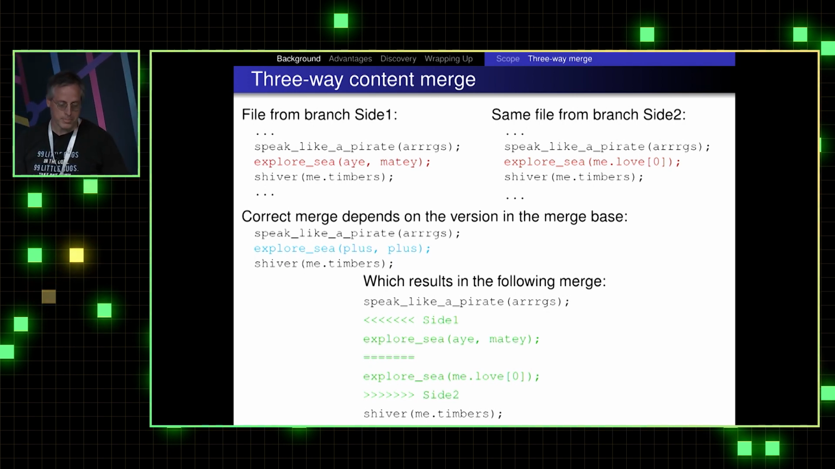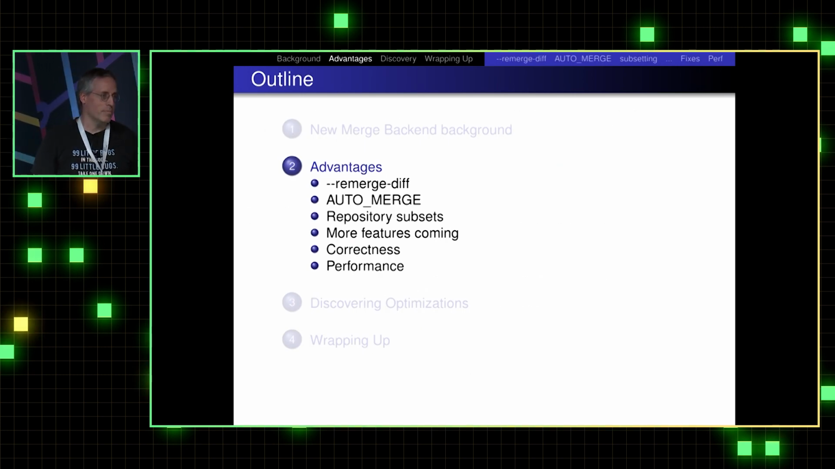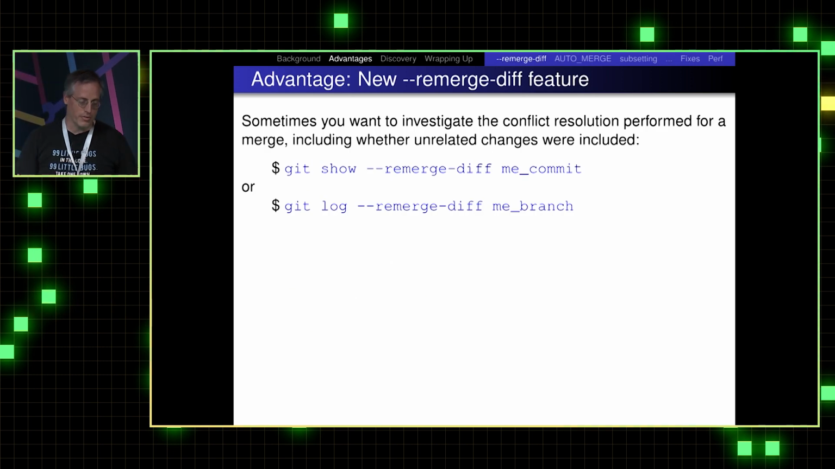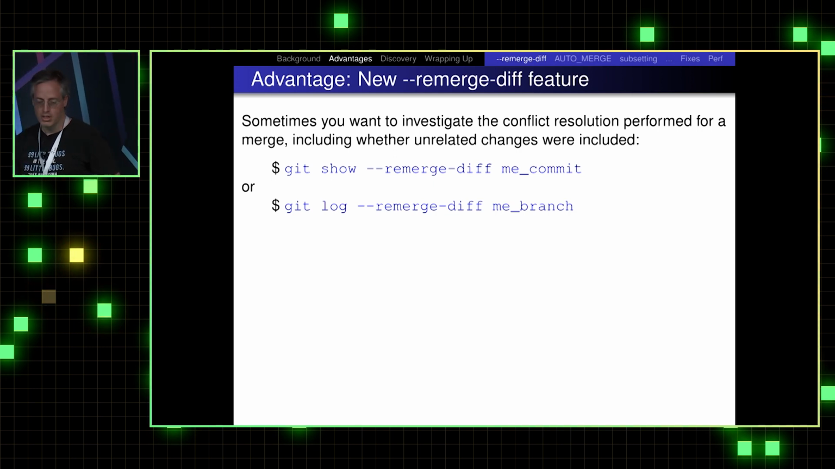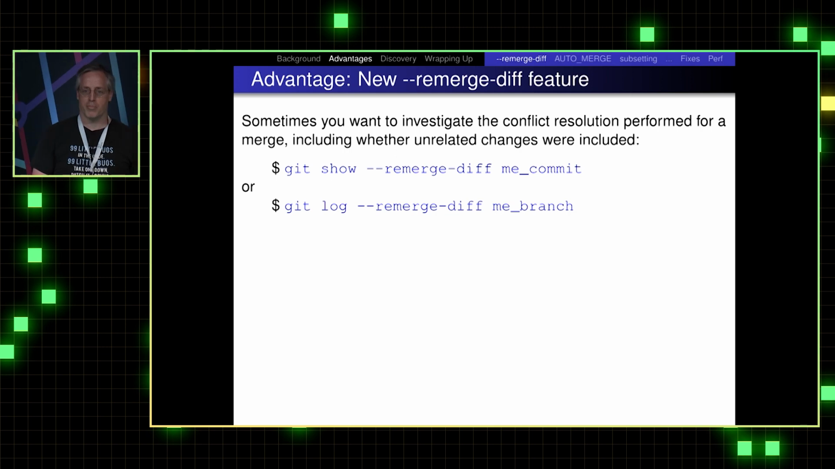Okay, so one of the new features that came with the new merge backend that we couldn't really do with the old one is a new flag called remerge diff. This comes in handy when you want to look at a previous merge and say, how did this person resolve the conflicts in this merge? And so if you pass the remerge diff flag to either show or log, most of the time you're not going to get any output for a merge commit because most of the time merges are clean. And so it just doesn't show anything.